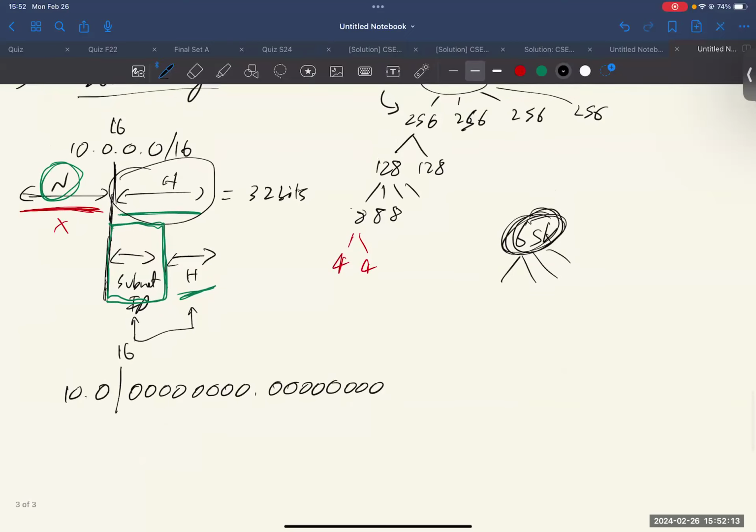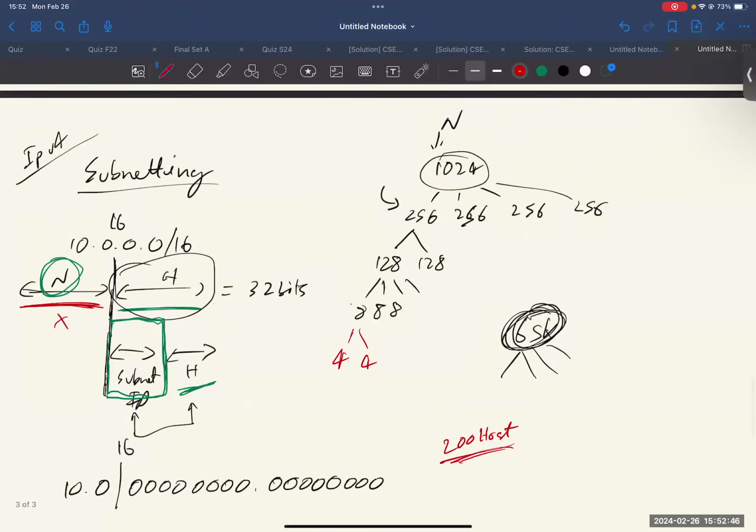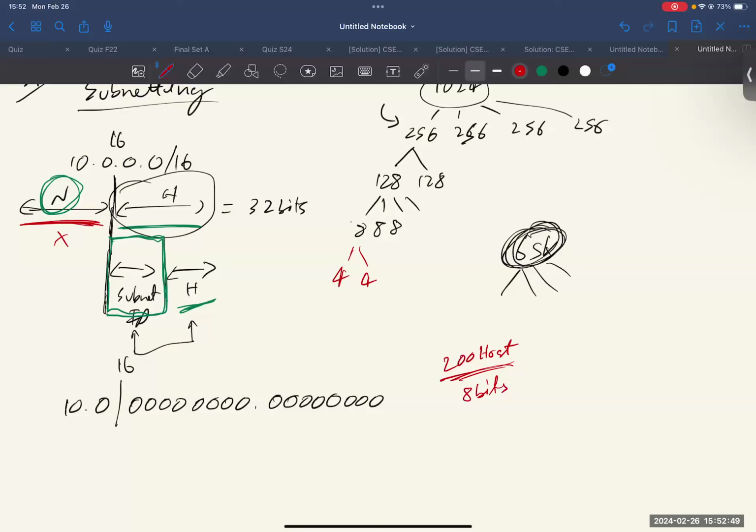Okay. Now, say I want to create subnets of size 200 hosts per network. How many bits do I need to give it? Can anyone tell me? I want to create subnets of size 200 hosts. How many bits do I need to represent this 200 hosts? 8. I need 8 bits. How did you calculate that? 2 to the power 8 is 256.